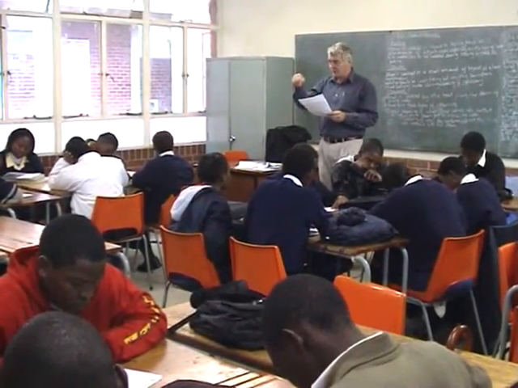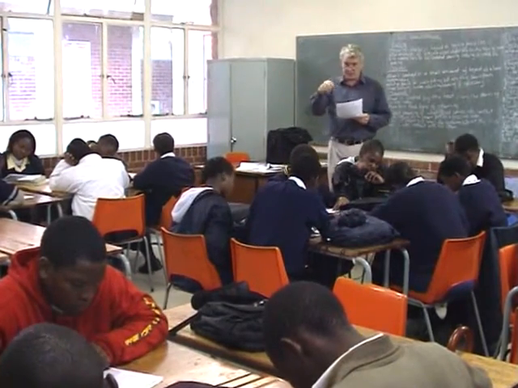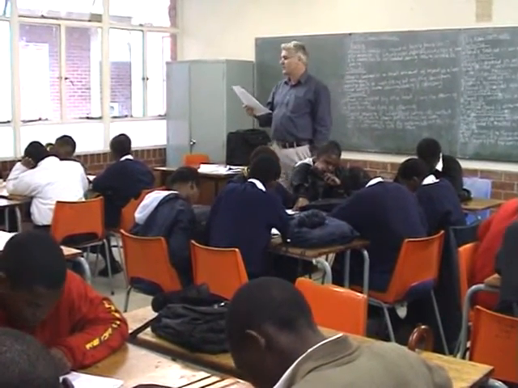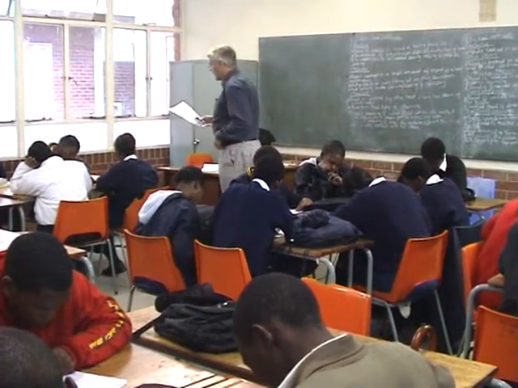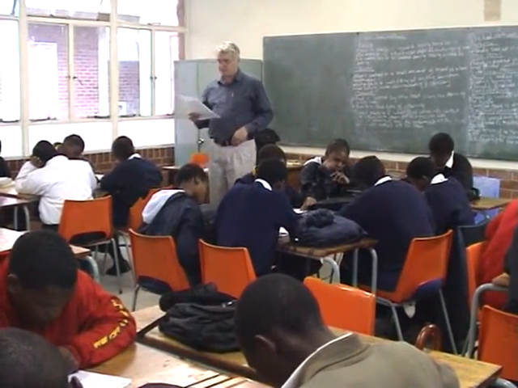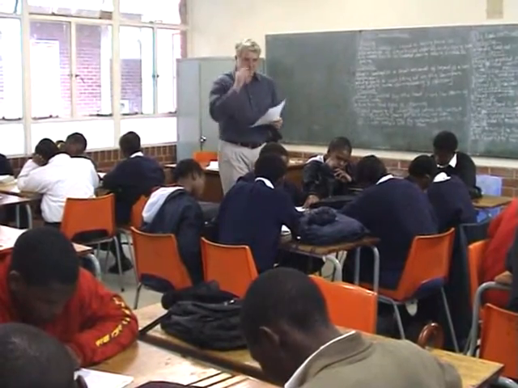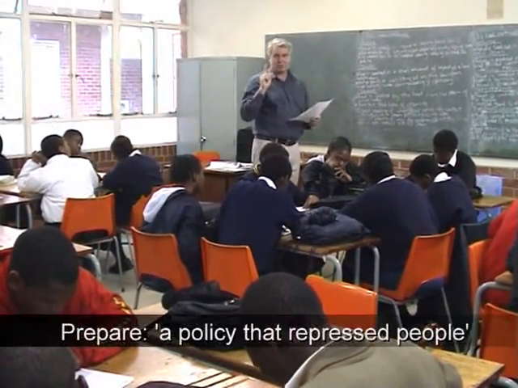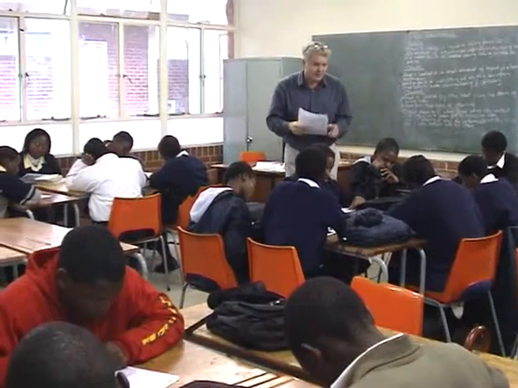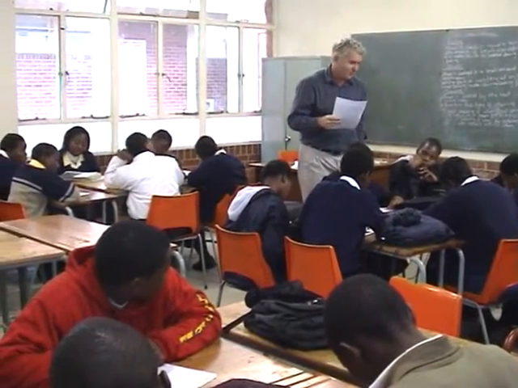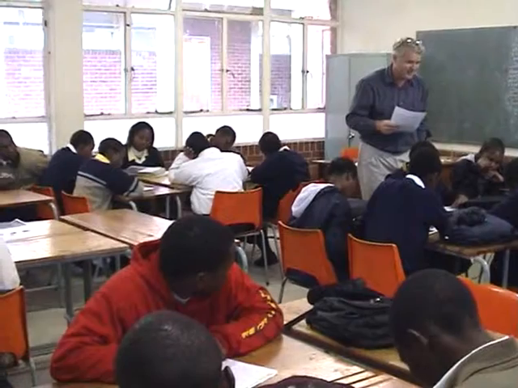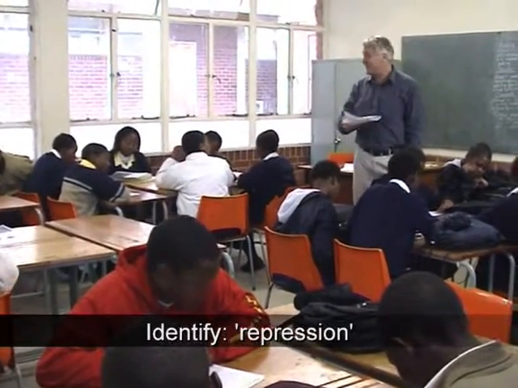So now everybody look at the sentence. I'm going to read it to you, okay? The government's policies of repression had bred anger and fear. Okay? Now, this sentence starts off by telling us which policy it was. It was a policy that repressed people. Can anybody at this table tell me what that policy was? The government's policies of repression, is that right? Yeah.